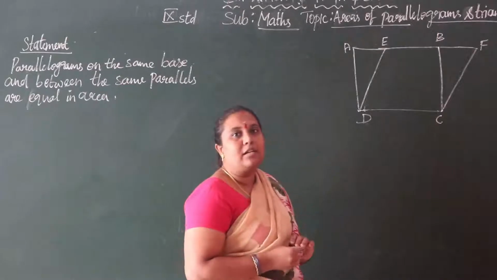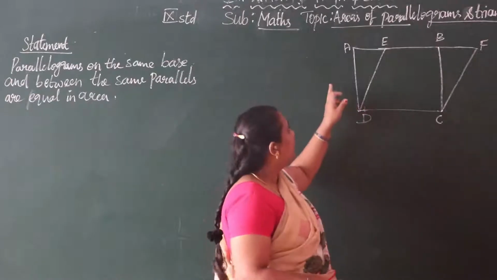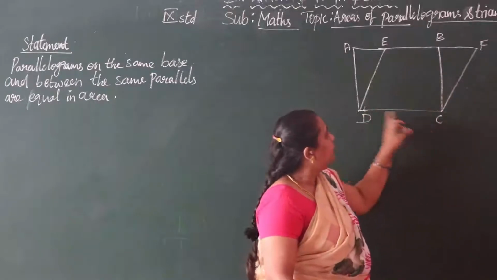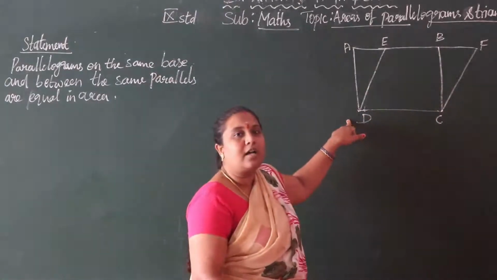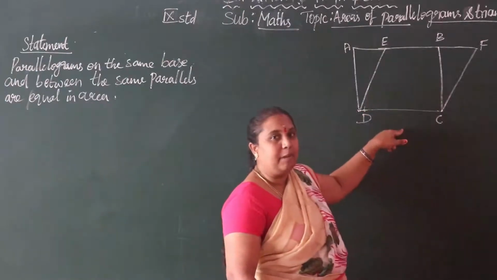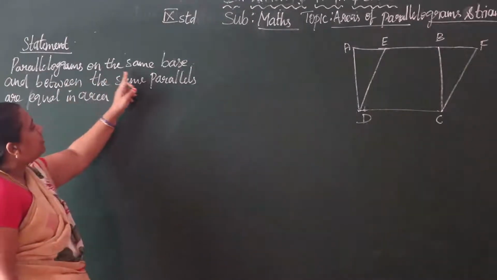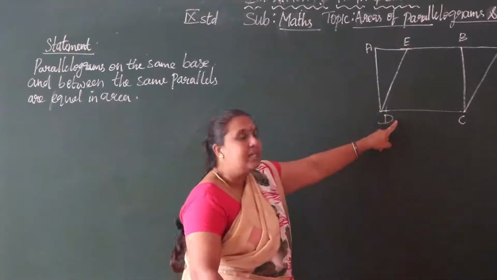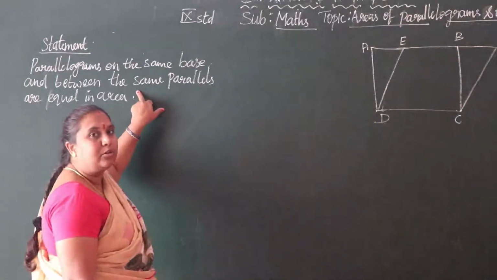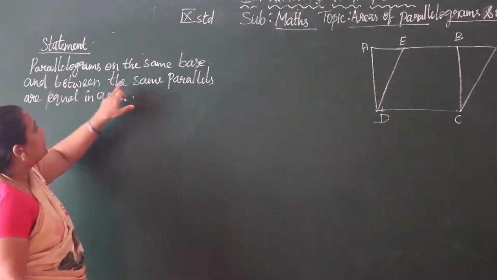So these two parallelograms have the same base DC. The first parallelogram is ABCD, another parallelogram is EFCD. So two parallelograms have the same base DC and lie between the same parallel lines. What is given here? Parallelograms on the same base DC, which is the same base of both parallelograms ABCD and EFCD, and between the same parallel lines.